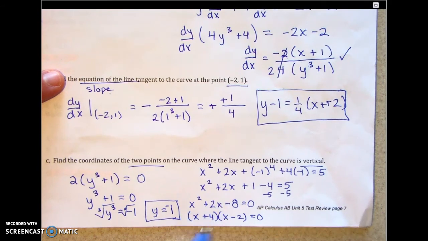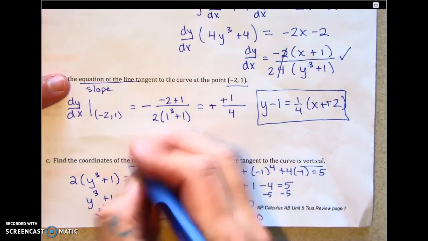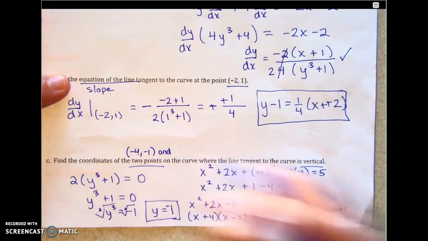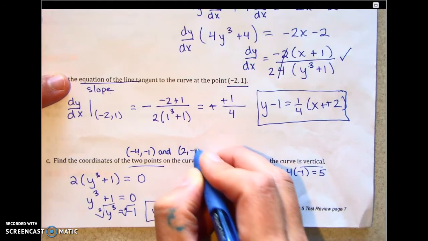So here's all my work, and I'm just trying to find a place to write my answer. I'm going to put it up here. -4, -1, and 2, -1.